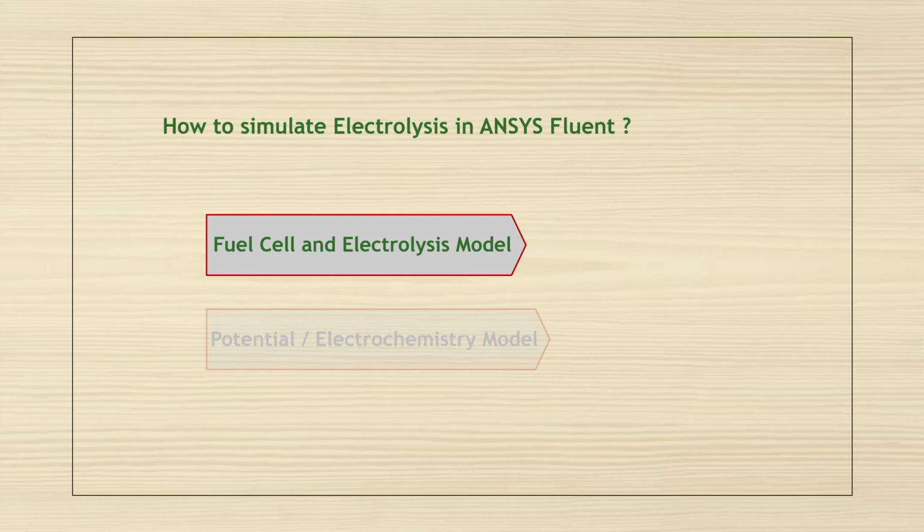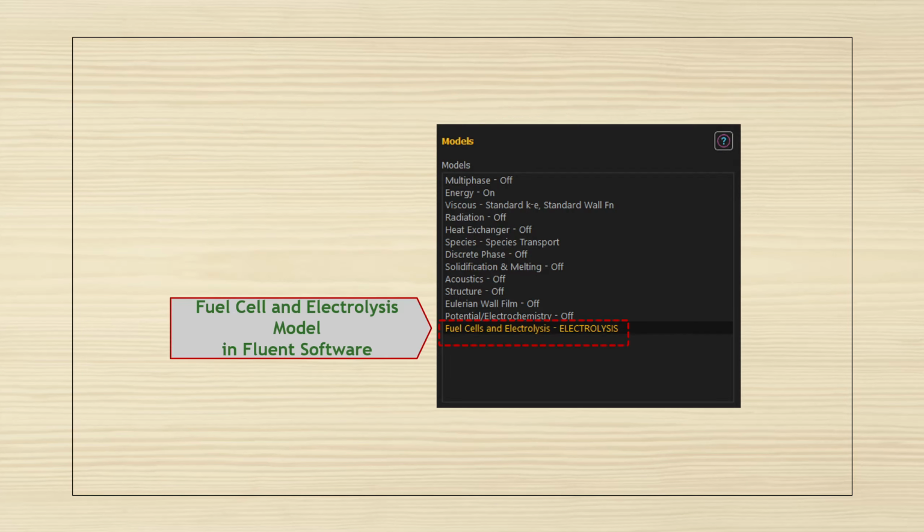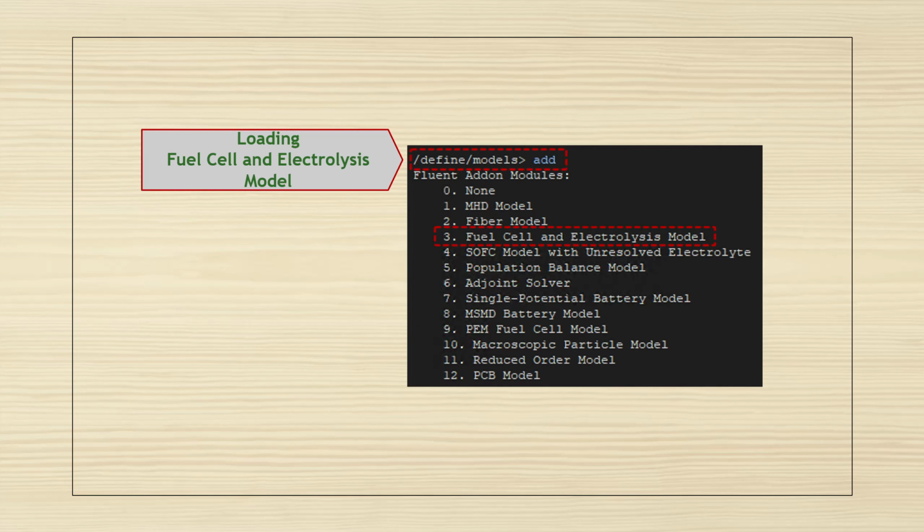First, we introduce the Fuel Cell and Electrolysis model. As you see, the Fuel Cell and Electrolysis module is enabled in the Models panel in the Fluent software environment. Note that the Fuel Cell and Electrolysis model is an add-on module. It means that it is not available by default in the Fluent software environment, and hence, we need to load it in the Fluent software.